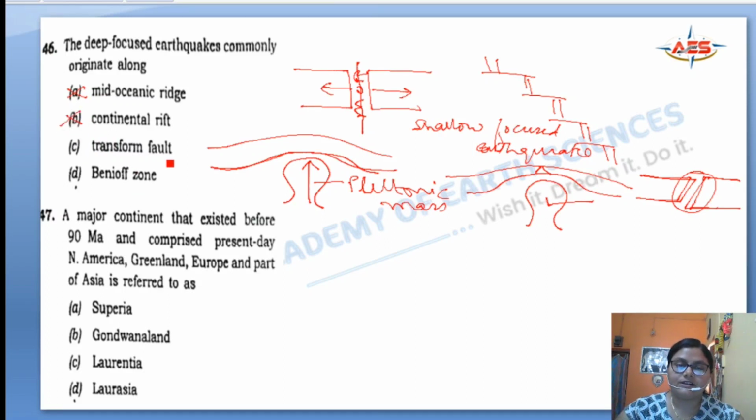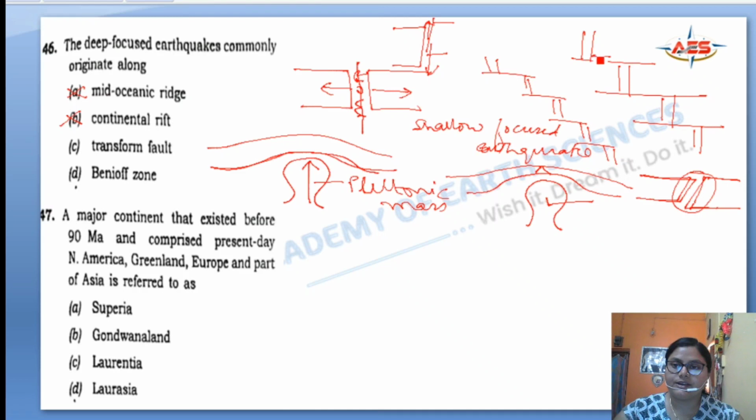In the case of transform fault, what are transform faults? Transform faults are present along the plate boundaries, okay, where the two plates slide past one another, either up or down, okay.